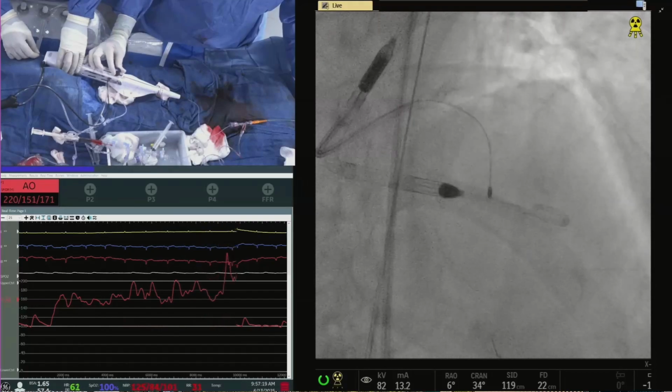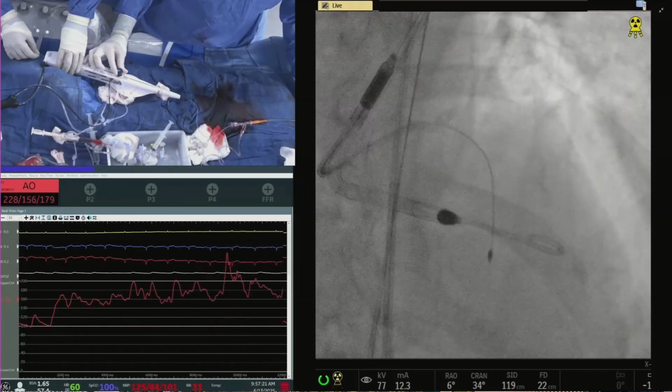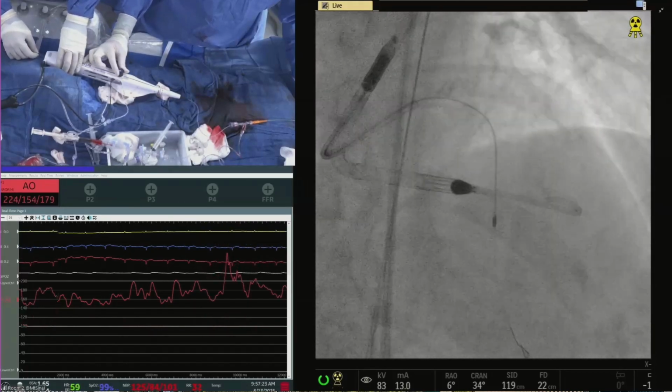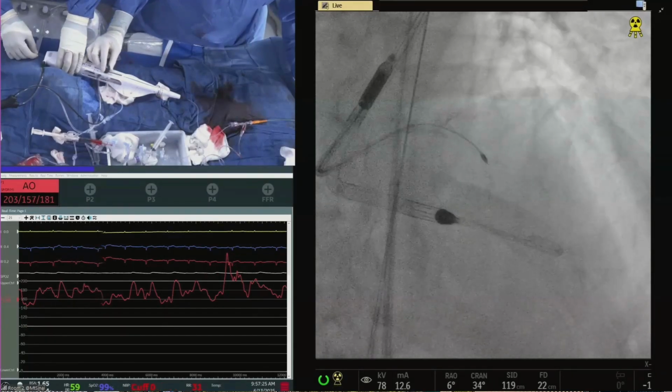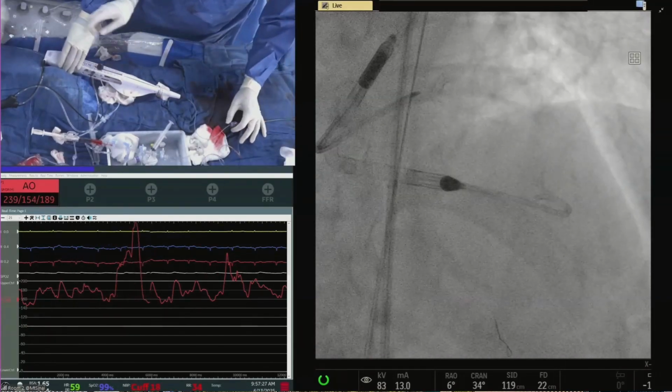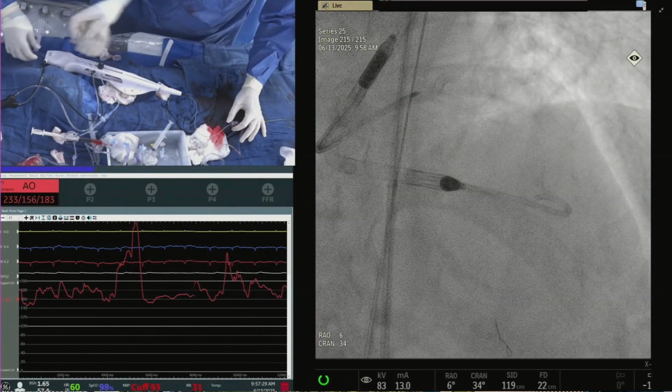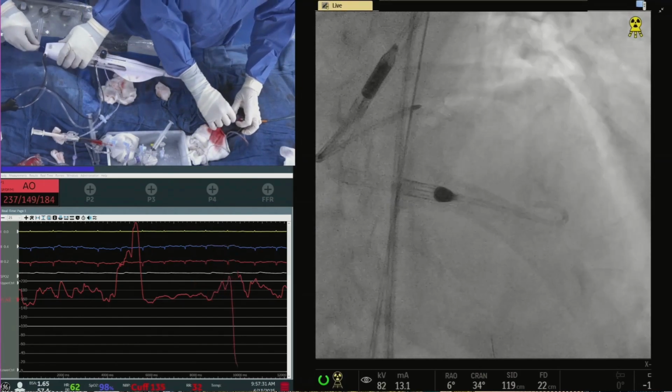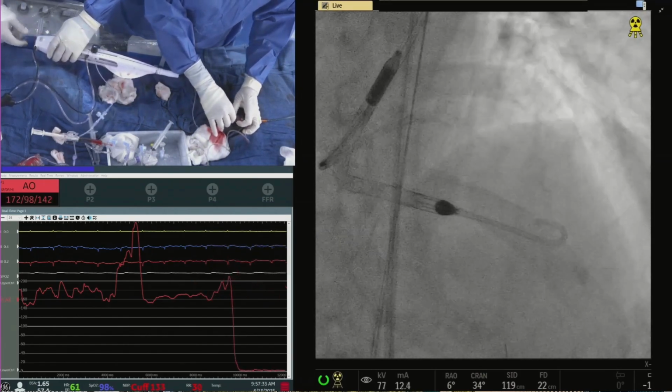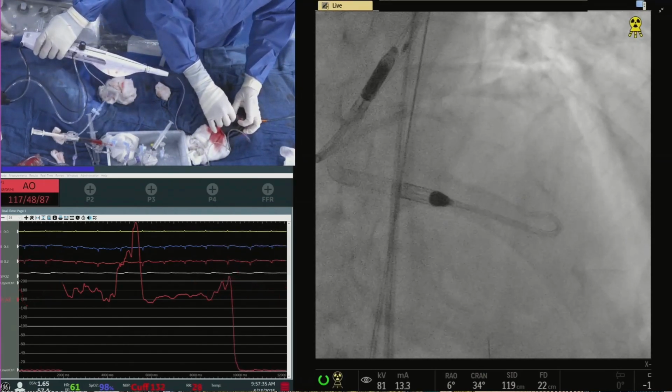Okay, good. You made a little... At least now we were able to get a lumen, yes. Okay. So get me a Fielder and a run through. We'll get the Fielder into the diagonal and run through.